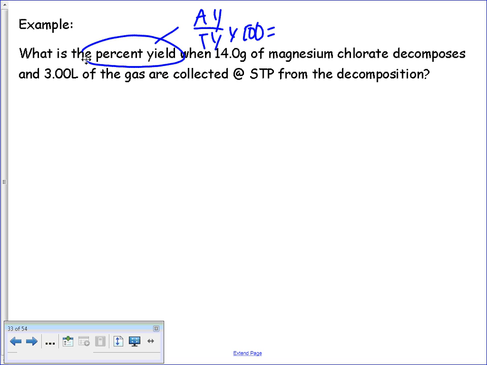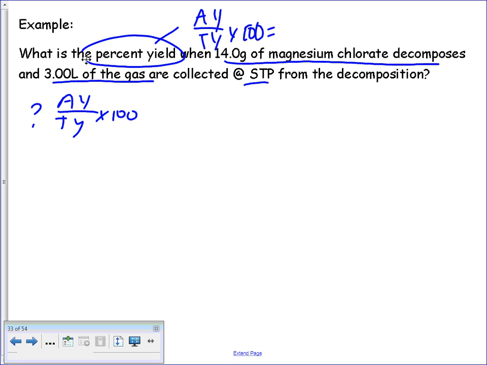That's our question. When 14 grams of magnesium chlorate decomposes, okay, so that's a little bit of extra information, and 3 liters of gas are collected, okay, at STP. We actually have a lot of information here. So instead of reading that problem, I'm writing down all my givens. My question is actual yield over theoretical yield times 100.